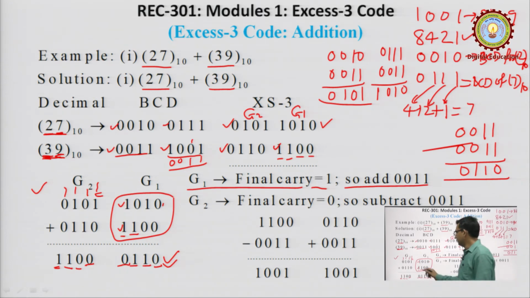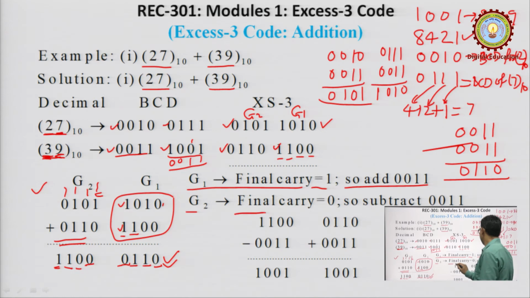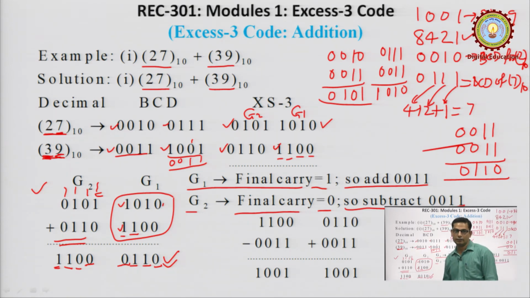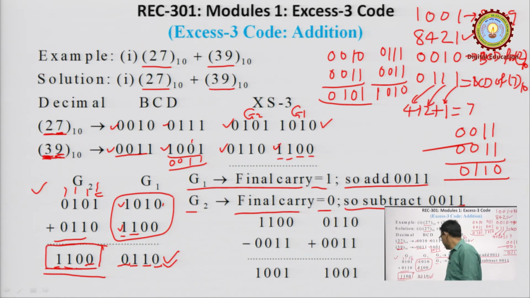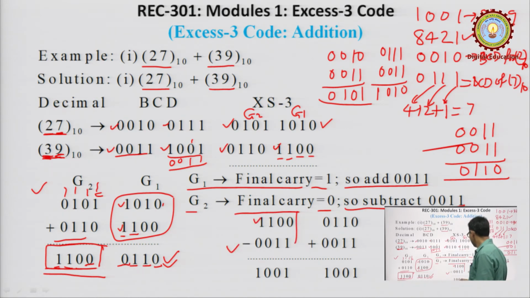Now, in the case of G2 the final carry is 0. Okay. So, if the final carry is 0, subtract 0011. That is why, if we want to get the final answer in the form of XS3 code, we have to subtract the binary equivalent of 3 from this number. So, that is why I have subtracted from this, and added in this one. Okay. So, now let us do it.